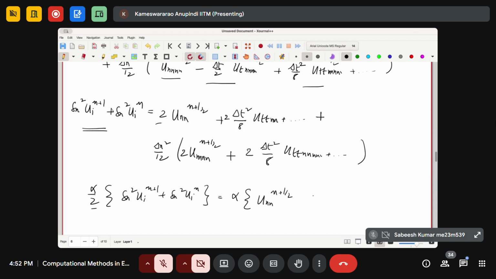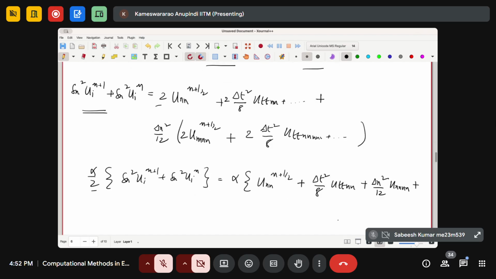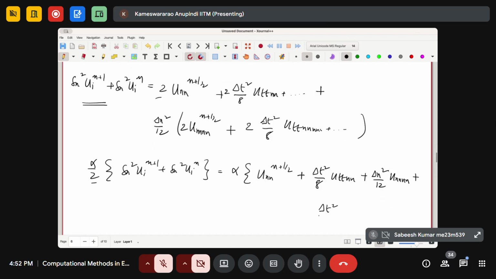I don't even have to write n plus half all the time. And then plus, the 2 will get cancelled. You'll get delta t square by 8 uttxx. And then again plus you will get delta x square by 12, 2 gets cancelled, and then you have uxxxx. And then you have plus delta t square by 8 times utt xxxx, and so on.